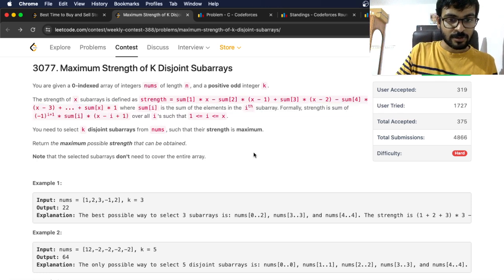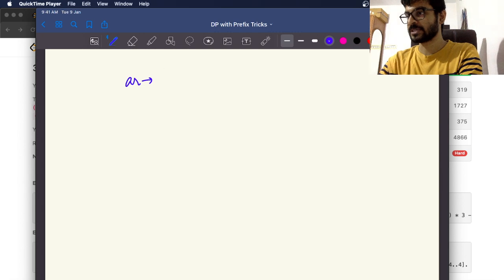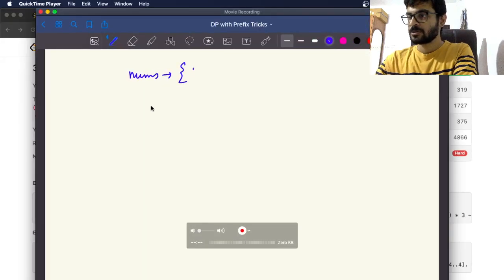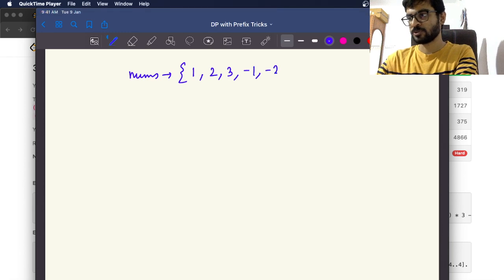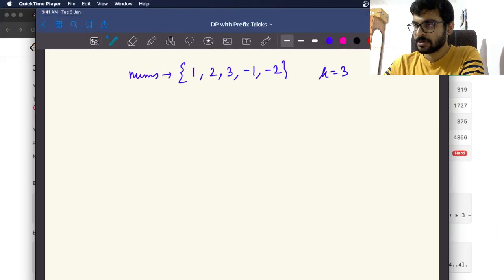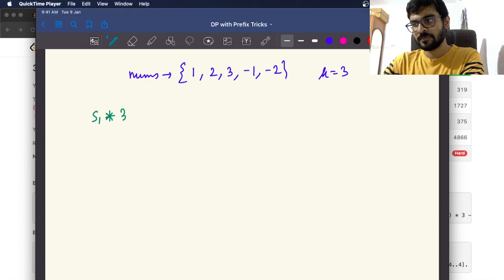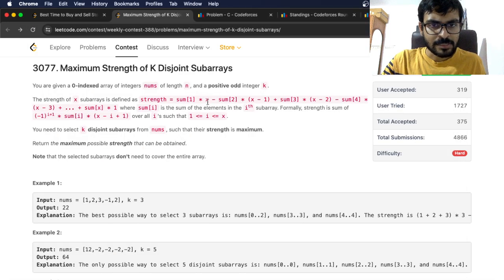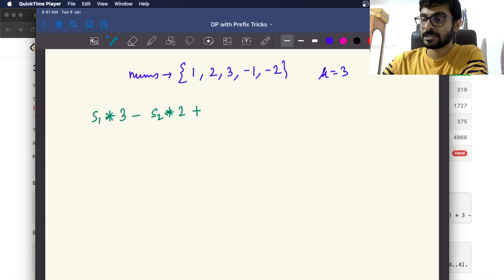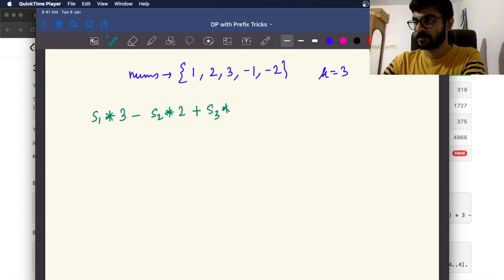So if I take one example, let's say the nums is 1, 2, 3, minus 1, 2, and then k equals 3. That means 3 subarrays I can select. Now, first subarray sum will get multiplied by 3, then minus second subarray sum multiplied by 2, again plus. This will happen alternately: first it is plus, then minus, plus, minus, and so on. So then plus is 3 into 1.